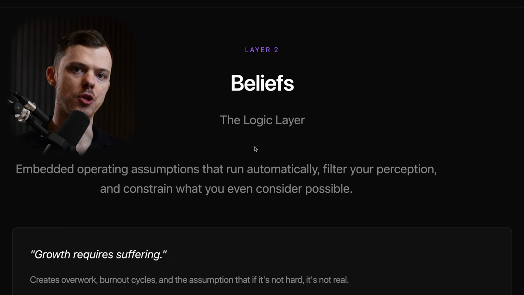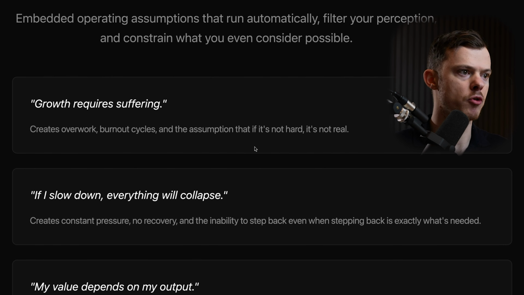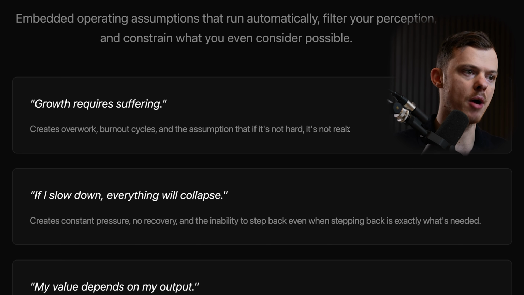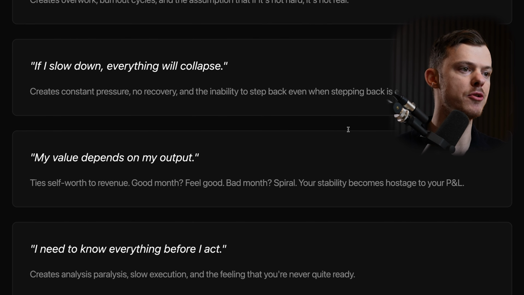And then we get to layer 2, which is your beliefs. Now, your beliefs are the logical layer to a degree, and what I mean by this is the embedded operating assumptions that run automatically, and these filter your perception and constrain what you even consider possible. So, you may have a belief around growth requiring suffering, creating overwork, burnout cycles, and the assumption that if it's not hard, it's not real. Or you may have the belief if I slow down, everything will collapse, which creates constant pressure, no recovery, and the inability to step back, even when stepping back is exactly what's needed. Or my value depends on my output.